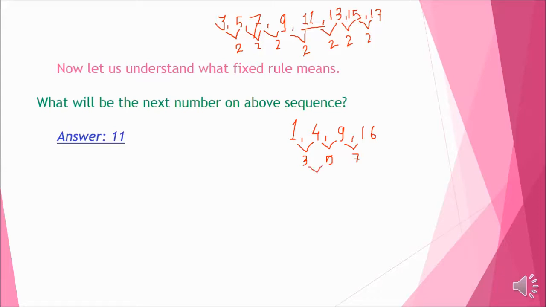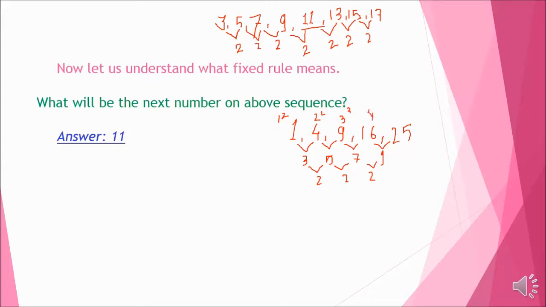The rule on the gap is 2. So we can easily guess the next number to be 25, isn't it? It will be 9 here, and the gap will increase by 2. So it is a sequence, because this is the square of 1, this is the square of 2, this is the square of 3. There is a fixed rule. The sequence is formed by applying a fixed rule.